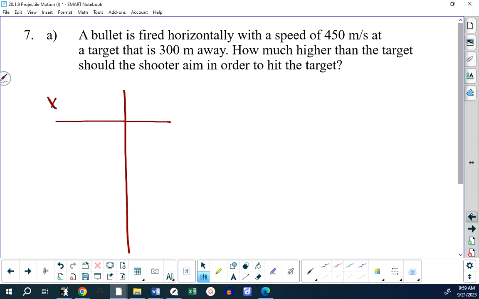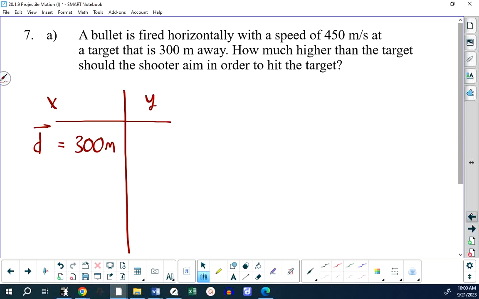We've got horizontal, we have vertical. The horizontal distance or displacement is 300 meters. By the way, just look at the speed. This bullet is going to be falling for less than a second. It has to go 300 meters and it's traveling 450 meters per second. It's about 2/3 of a second, I think, if my estimate is right. So it's going to fall.